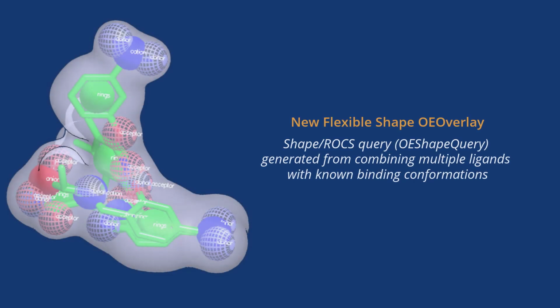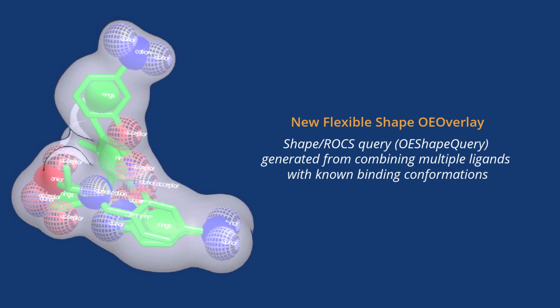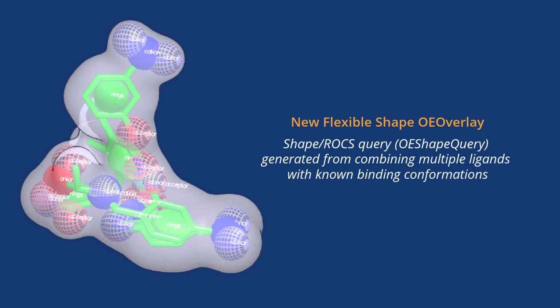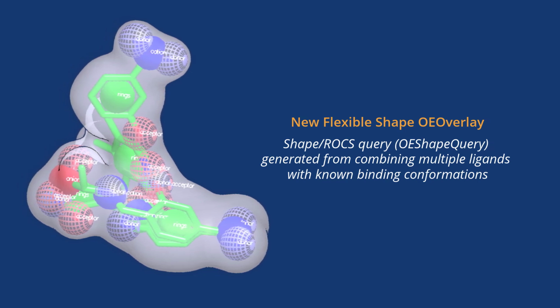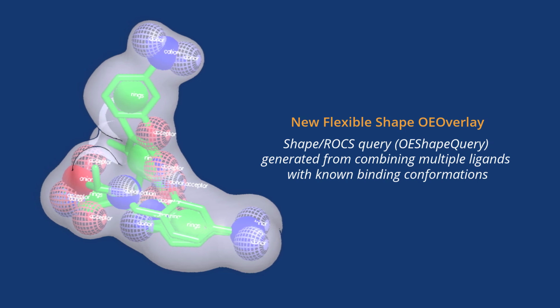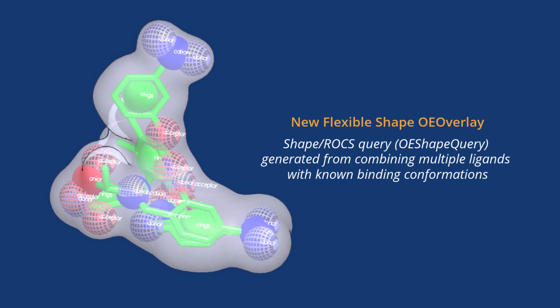Furthermore, we've also extended the Flexible Overlay API in the Shape toolkit to work with Shape query objects. Flexible Overlay is an extension of the standard Shape overlay introduced about a year ago, in which intramolecular optimization of the fit molecule is allowed with the addition of a force field, along with the maximization of overlap with shape and color.